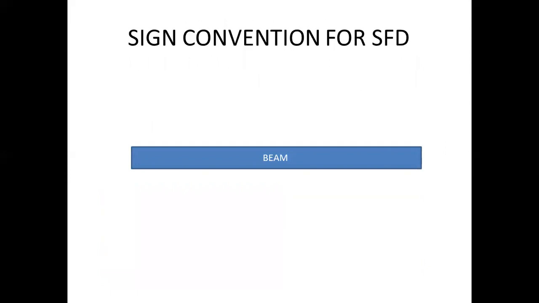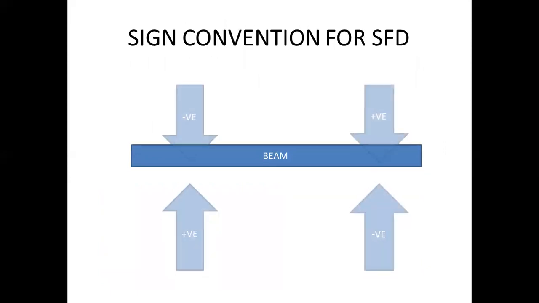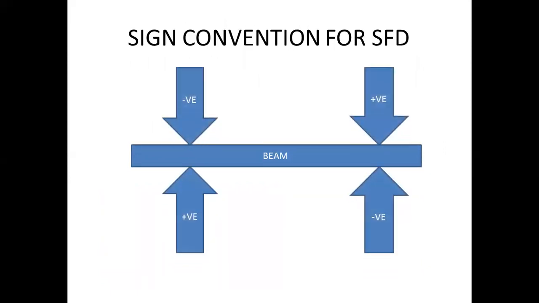So, sign convention for shear force diagram. Suppose this is a beam and these are the forces acting on the beam. These forces may be upward, maybe downward. If we cut the beam by passing through a section XX, then the beam has been divided into two parts. One is the right part, another is the left part. So sign convention is like this.